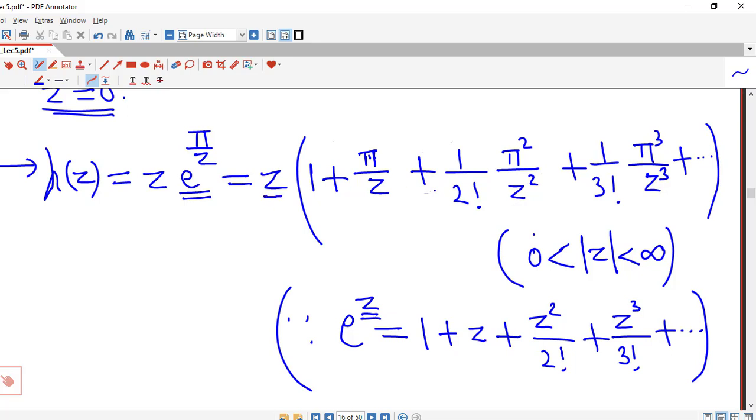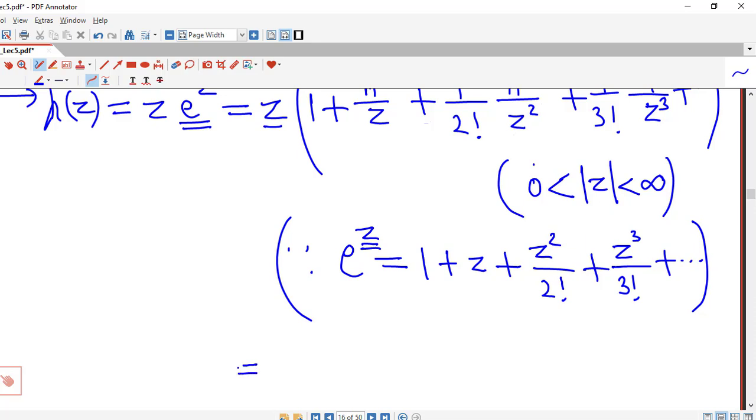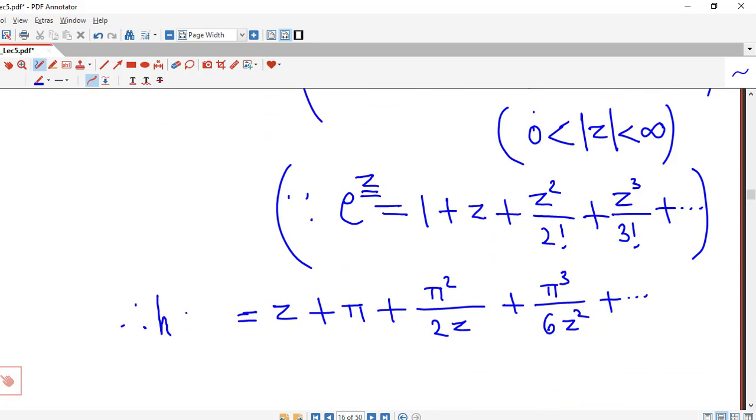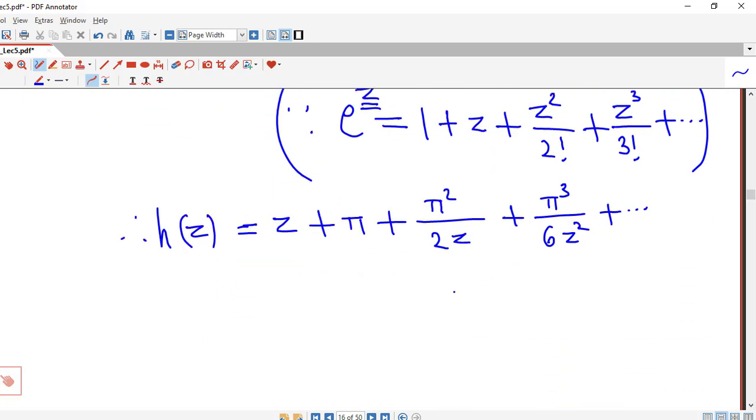So now we multiply this series by z. So we have z plus pi by z into z, so z will cancel out, plus 1 by 2 factorial, that is 2, pi square divided by 2 into z. Here one z will cancel out. Similarly pi cube divided by 3 factorial, which is 6, and z square, and so on. So this is the Laurent series expansion of h of z, which is valid in the domain 0 less than mod z less than infinity.